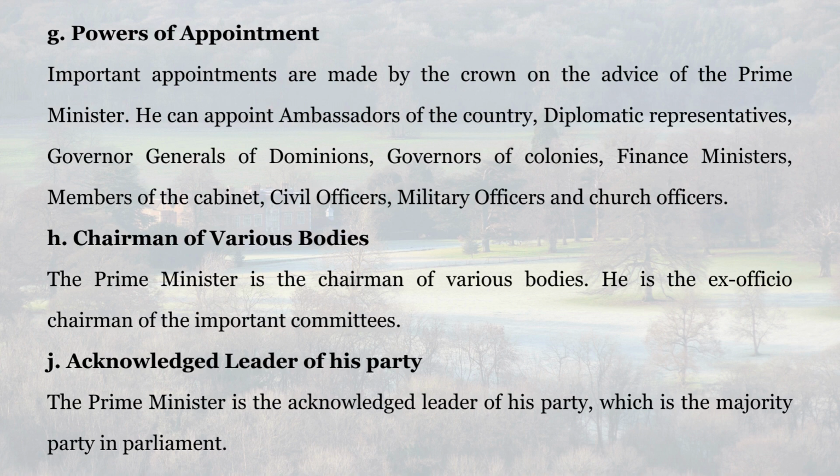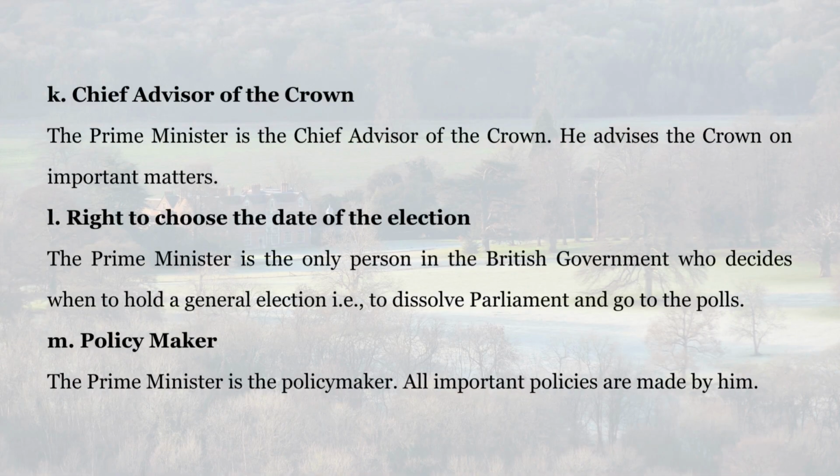H. Chairman of various bodies. The Prime Minister is the chairman of various bodies. He is the ex officio chairman of the important committees. J. Acknowledged leader of his party. The Prime Minister is the acknowledged leader of his party, which is the majority party in Parliament. K. Chief Advisor of the Crown. The Prime Minister is the Chief Advisor of the Crown. He advises the Crown on important matters.